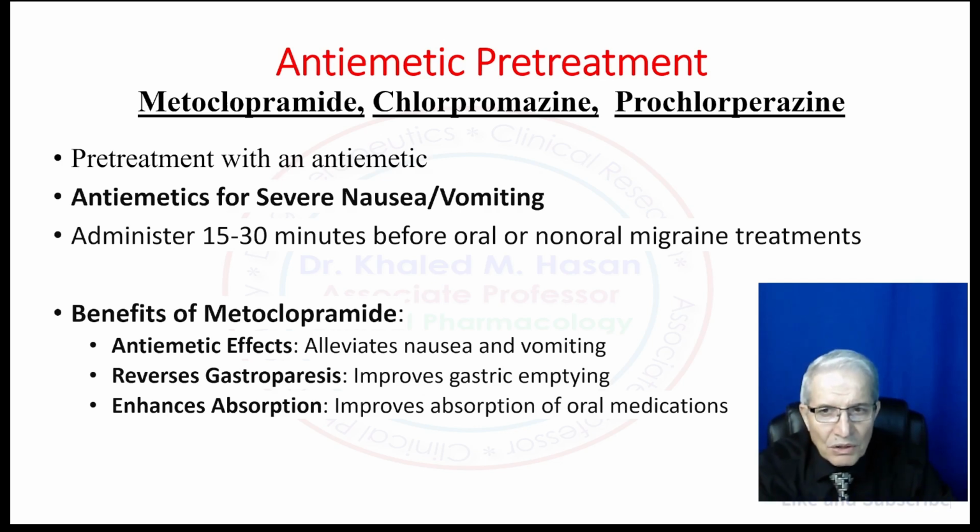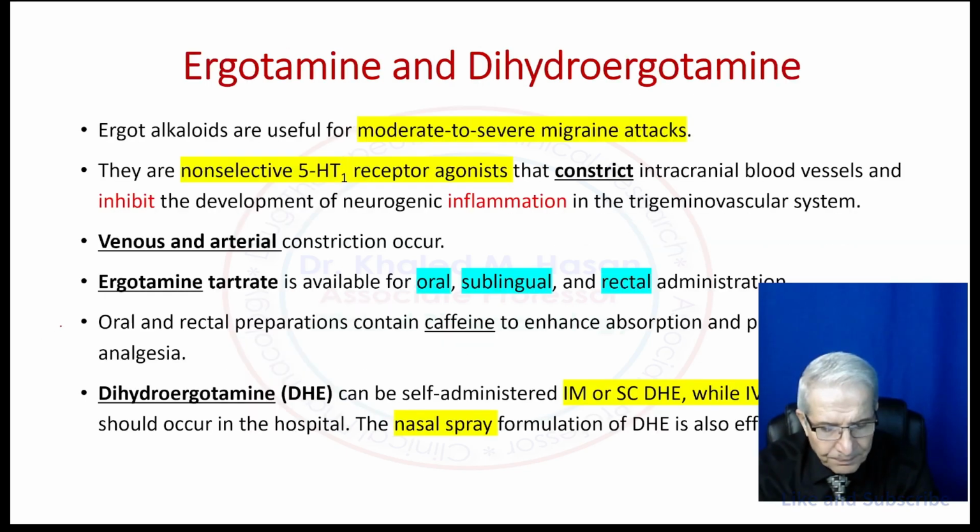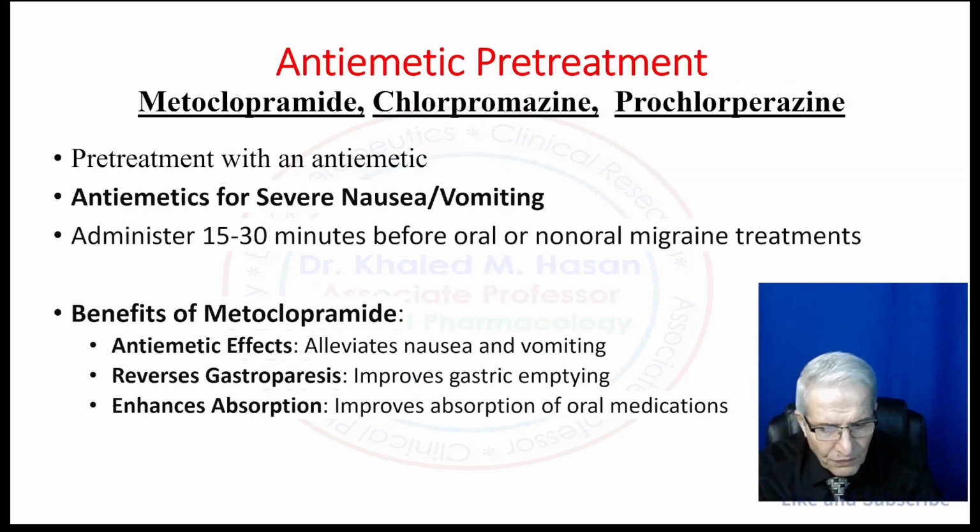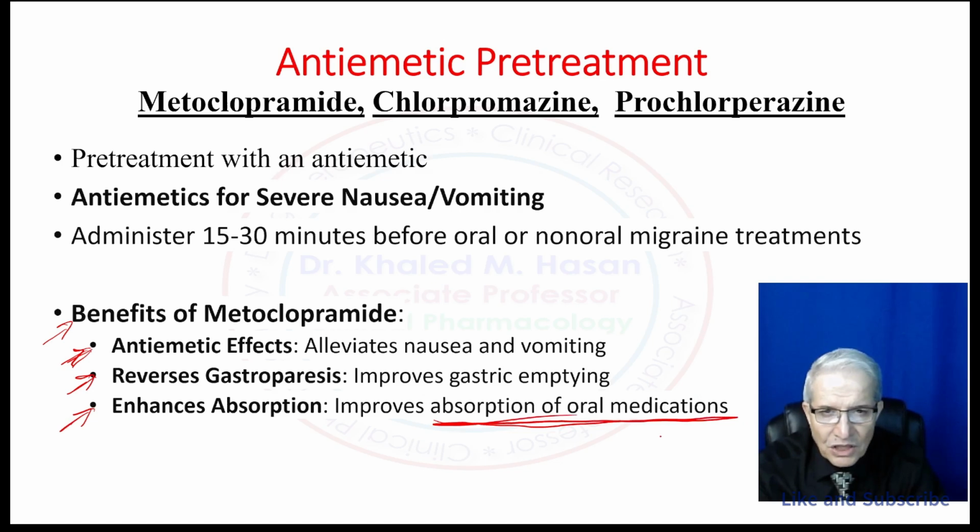prescribe the medication. What is the benefit of metoclopramide? Someone may ask: is it only for nausea and vomiting? If the patients have migraine, it's not only for nausea and vomiting. As you can see here, the benefits: number one, it provides an antiemetic effect, alleviating nausea and vomiting. Number two, it reverses gastroparesis, which is a kind of paralysis of the stomach, and this improves gastric emptying. Number three, it enhances absorption of oral medication, here speaking about triptans or ergotamine.